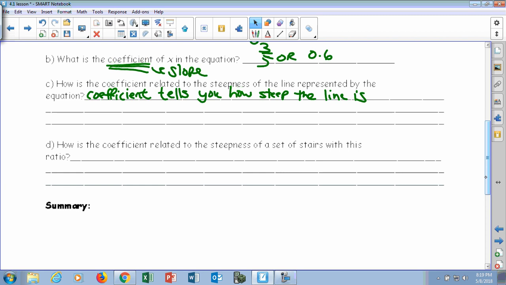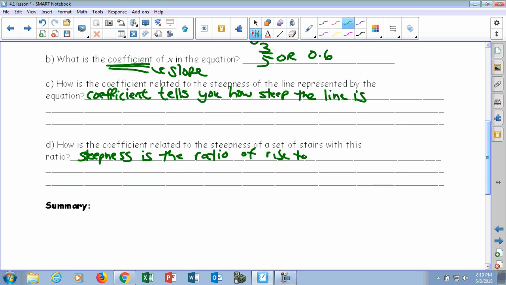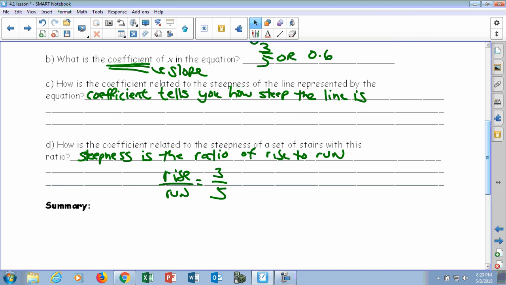All right. So how is the coefficient related to the steepness of a set of stairs? Well, the stairs, obviously, the coefficient or the steepness is the ratio of rise to run. And again, rise over run is 3/5. 3/5, 3 is the rise, 5 is the run. All right. So let's talk about the summary here, which is attached to your packet.